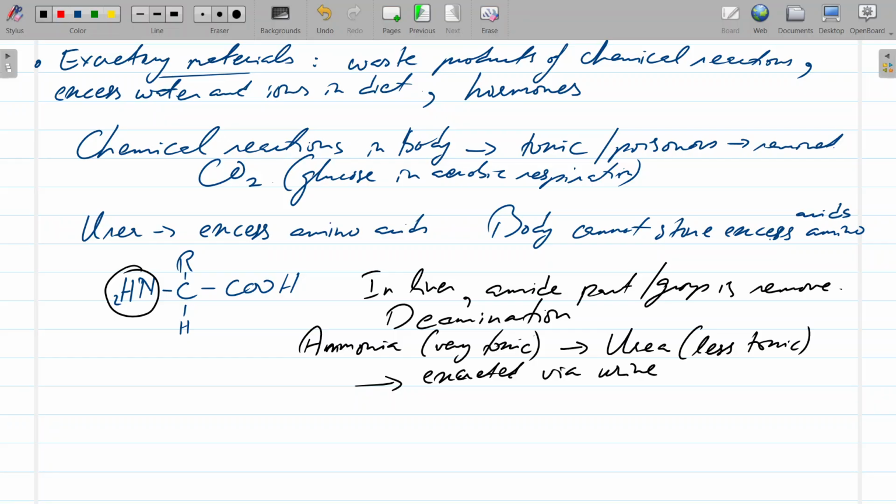So after this, we'll take a look at the kidney, because we know that the lungs are involved in the removal of CO2. We've talked about the liver just now. And next up is the kidney, where urine is formed and excreted, removed from the body.